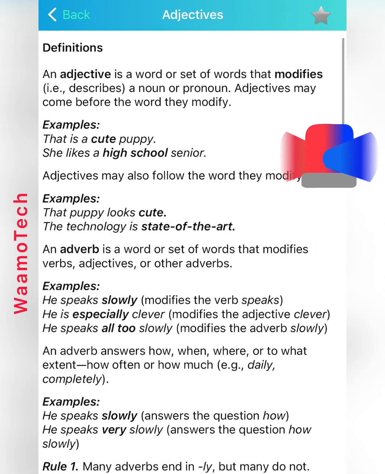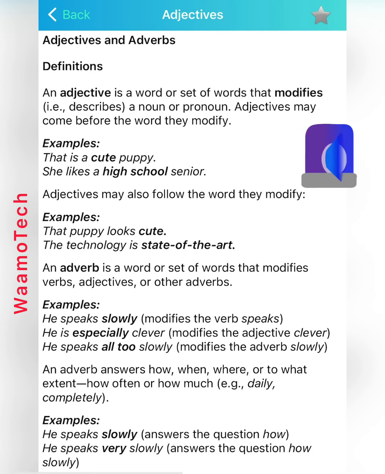Now, let's go. An adverb is a word or a set of words that modifies verbs, adjectives, or other adverbs. So let's look at adverbs. With those few examples on adjectives, let's look at adverbs. And we've said an adverb is a word or a set of words, just like the adjectives, that modify verbs, adjectives, or other adverbs. So one thing that you'll understand from there is that an adverb does not describe or modify a noun or pronoun. It modifies verbs, adjectives, or other adverbs.